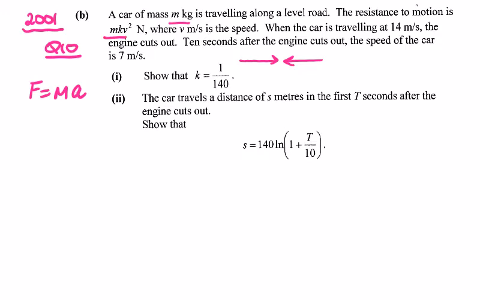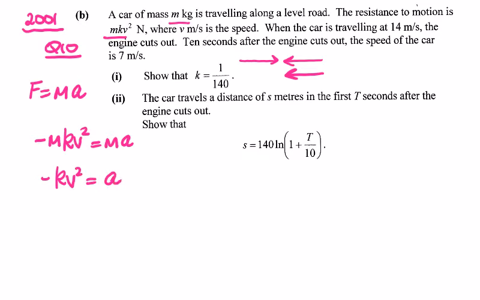mkv squared is the resistance to motion. So we only have mkv squared as the force, and it's going in the opposite direction, so minus kv squared is equal to ma. So my acceleration in this case is just going to be minus kv squared.